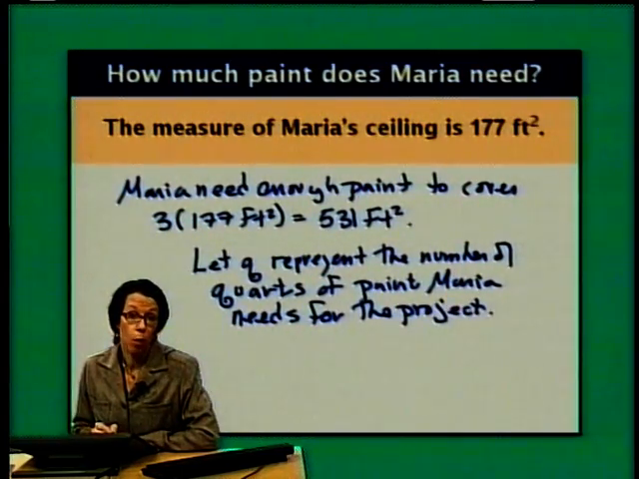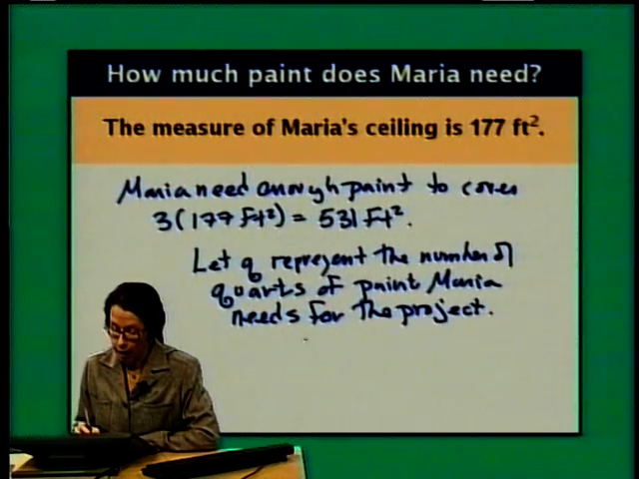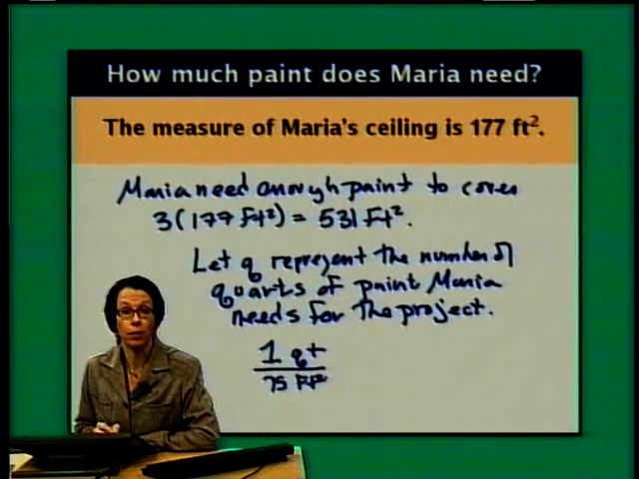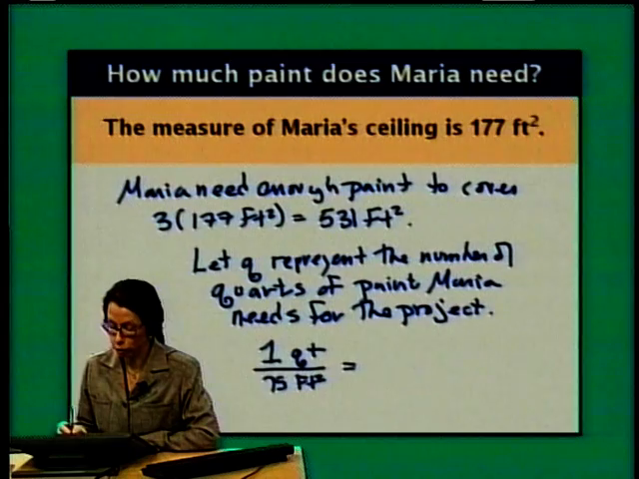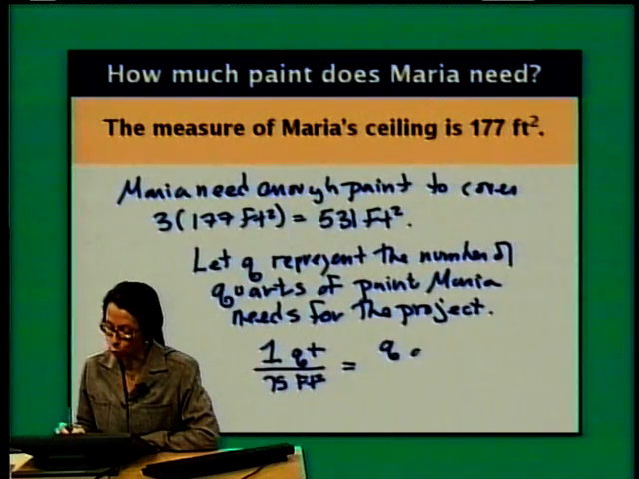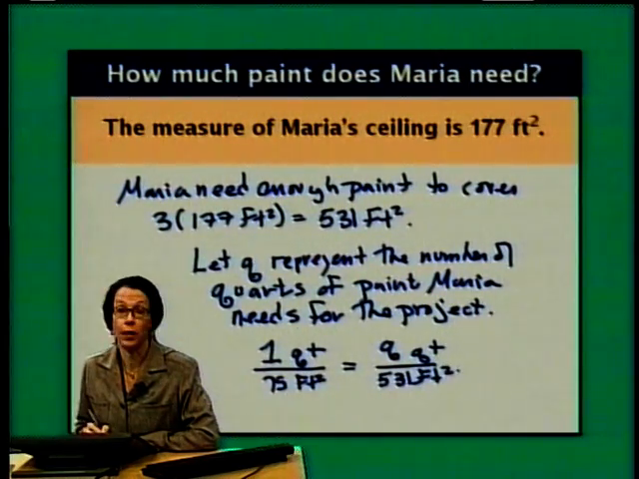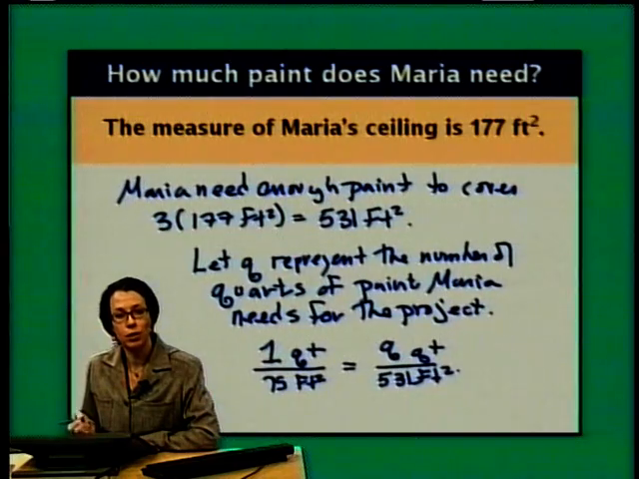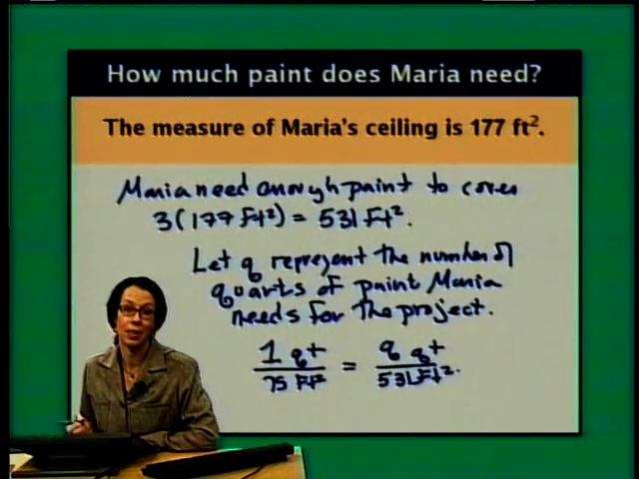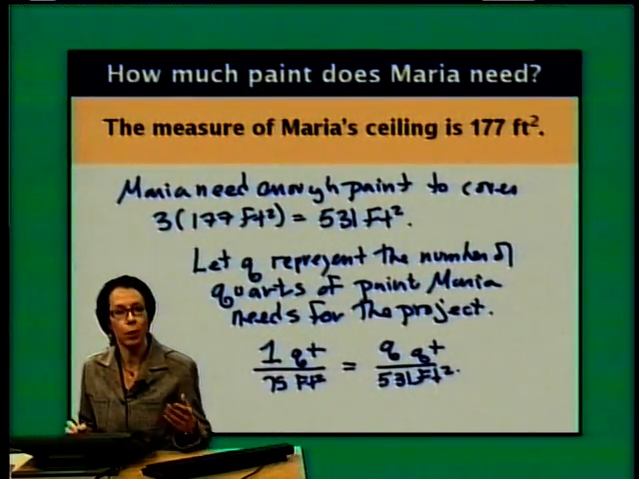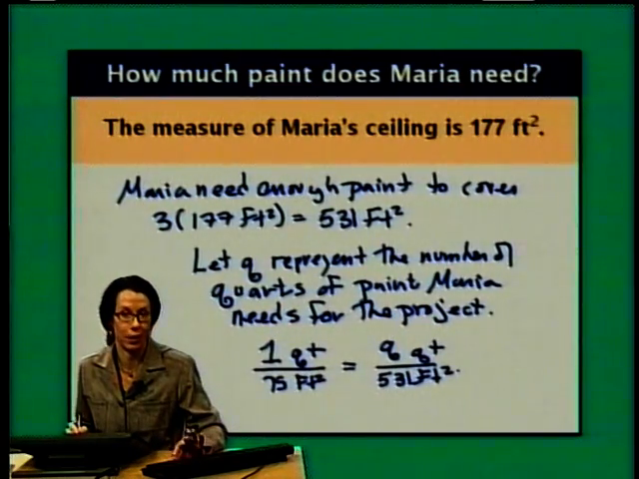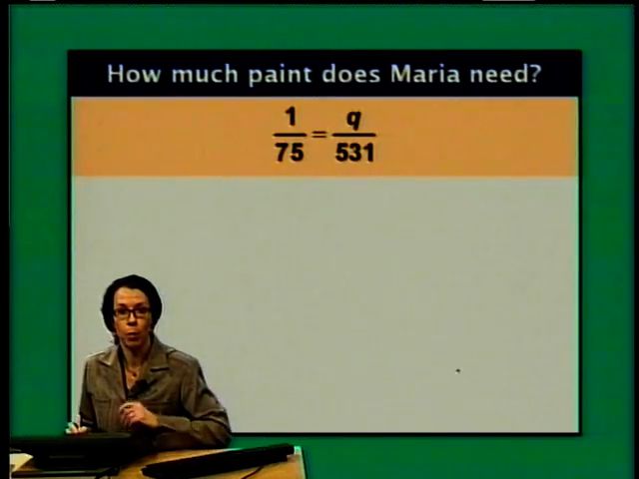And I can write a proportion to solve for Q. I know, for example, that 1 quart of paint covers 75 square feet. That should be proportional to the Q quarts that Maria needs and the 531 square feet she needs to cover. Now I just included the units here so we could see that we're comparing 2 rates, but when I solve the proportion I'm going to lose the units. So let's solve this proportion.